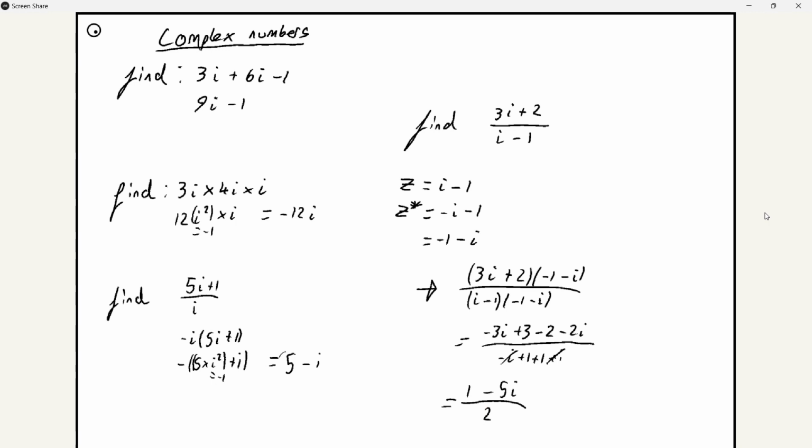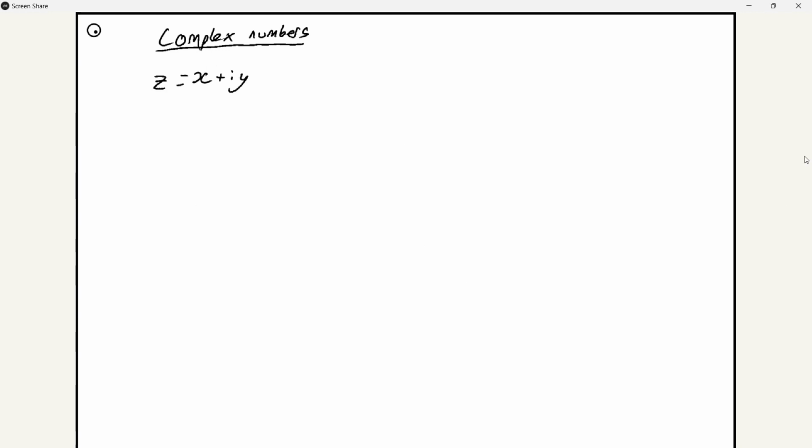So that would be the way to, I call it rationalize, but it's really just multiplying by the complex conjugate. So complex numbers have the usual form of x plus iy, where x is the real part and y is the imaginary part.